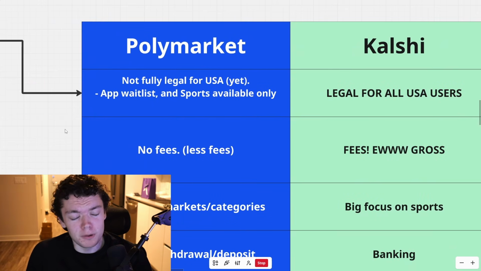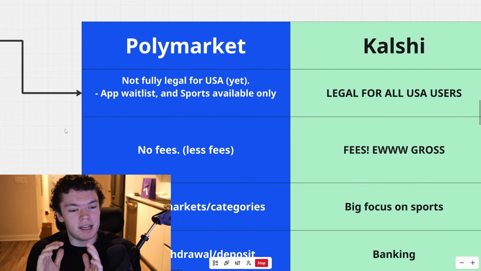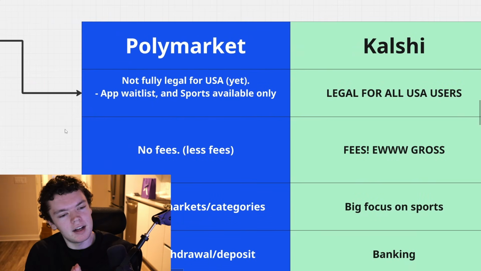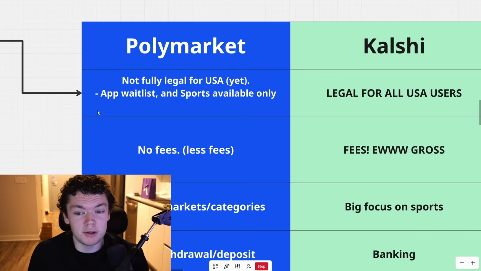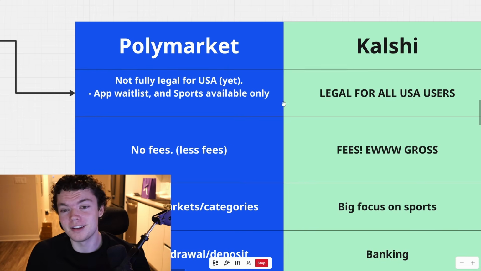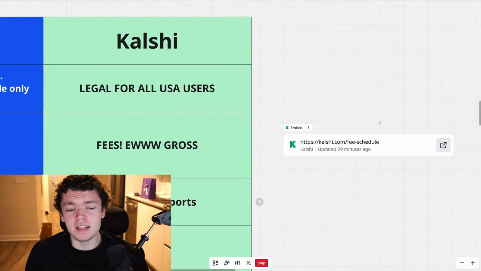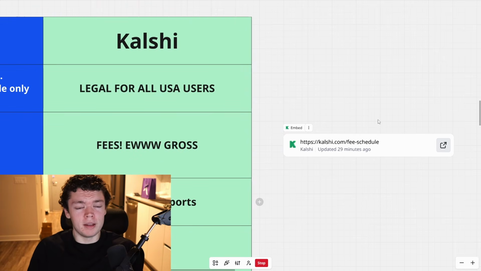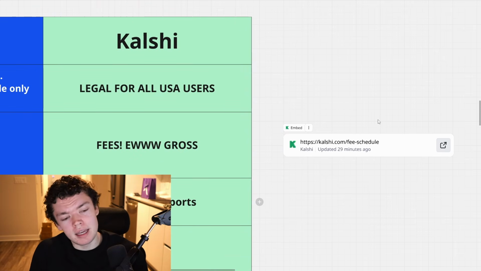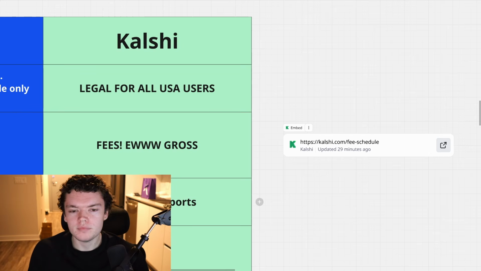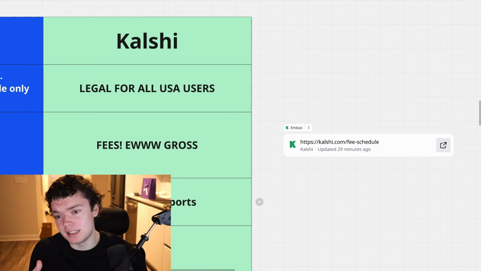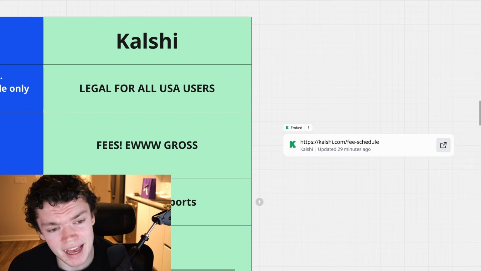Okay, Polymarket, no fees, and in parentheses, I put less fees. I'll get into that in a second. Kalshi, there are fees. Ew, gross. You can go to this website if you want to see the fees. The fees depend on what specific market you're buying and if you're a taker or a maker. So taker means you're basically crossing the spread and buying immediately at someone's best ask.